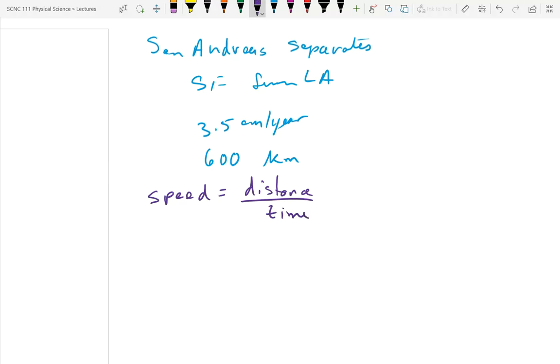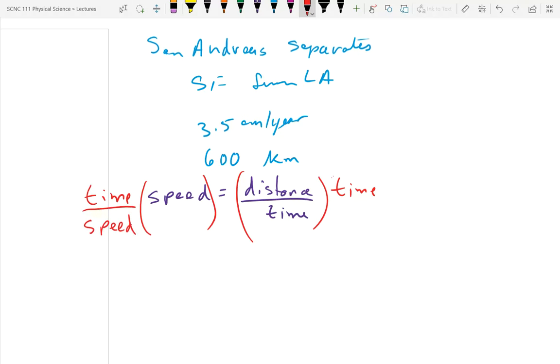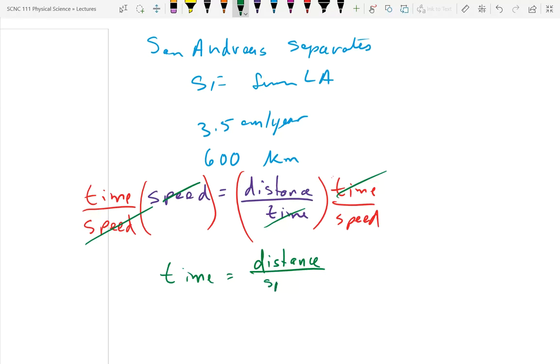over time. Now we're trying to solve this for time, so we have to use our math skills to solve this equation for time. So I'll multiply both sides by time to get it on top because it's in the bottom. And then I'll divide both sides by speed to get speed away from time. And then with that, you can see the canceling. Speed cancels with speed, time cancels with time. And I have time equals distance over speed, which is equal to 600 kilometers divided by 3.5 centimeters per year.